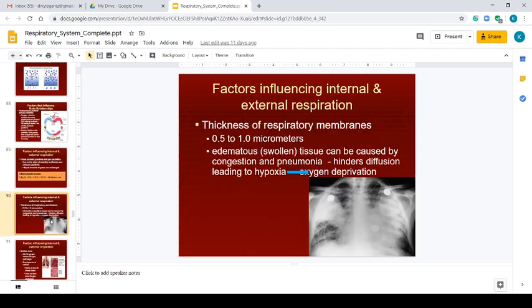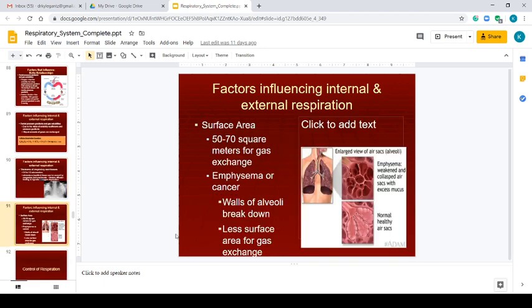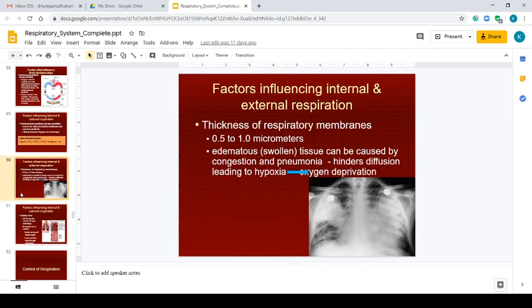Okay, we have the thickness of the membranes, and we also have the surface area. You decrease the amount of surface area, that's going to affect that. You mess with the membranes, you make them thicker, whatever, that's going to mess with that.